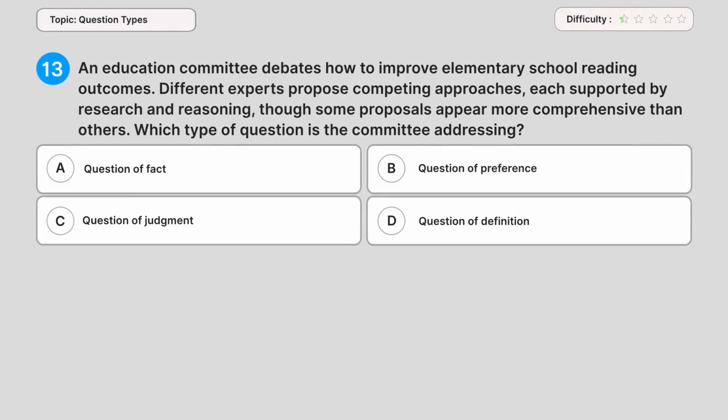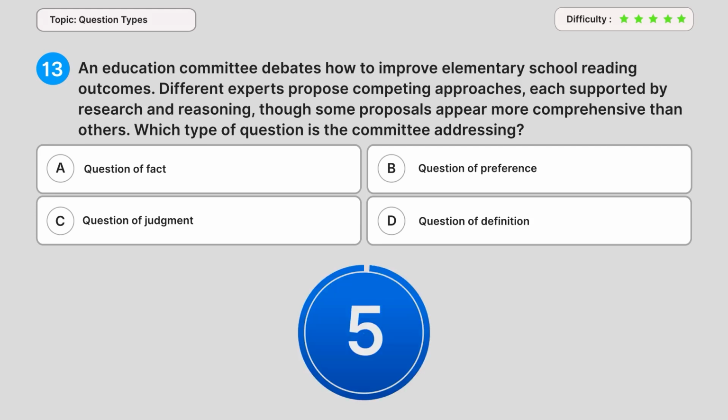13. An education committee debates how to improve elementary school reading outcomes. Different experts propose competing approaches, each supported by research and reasoning, though some proposals appear more comprehensive than others. Which type of question is the committee addressing? A. Question of fact. B. Question of preference. C. Question of judgment. D. Question of definition. Do you know the answer?